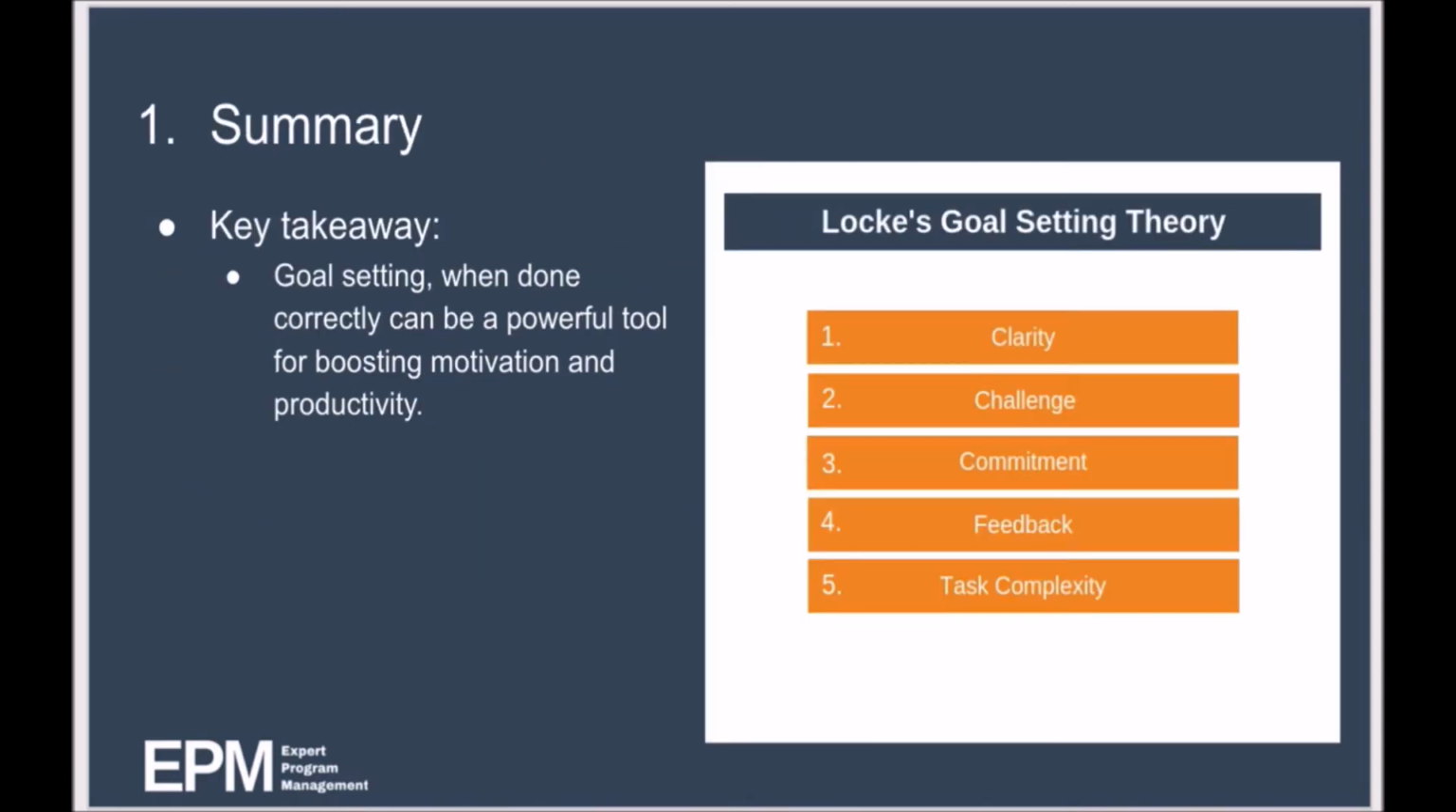So in summary, the key takeaway from the work of Locke in his goal setting theory is that goal setting, when done correctly, can be a powerful tool for boosting motivation and productivity. And that applies both when you're setting personal goals for yourself and when you're setting goals for your team. Now, Locke identified 5 principles to follow when goal setting, and these are that goals should be clear, challenging but not too challenging, explicitly committed to, involve regular feedback, and as uncomplicated as possible.